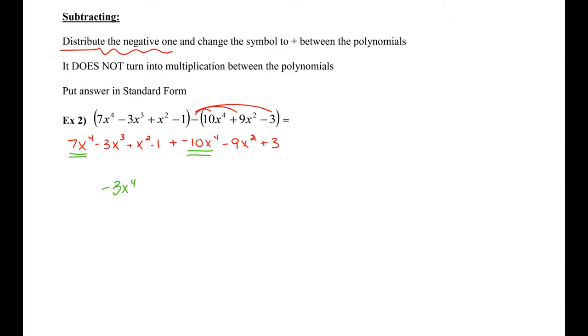x to the fourth. Then I'm going to look at any x cubes. Ooh, my mistake, there's only one x cubed, so that's going to stay the same, so negative 3x cubed. Now I can look at the x squareds. So 1 minus 9 gives us negative 8x squared, and then we're left with the constants. Negative 1 plus 3 gives me a positive 2.